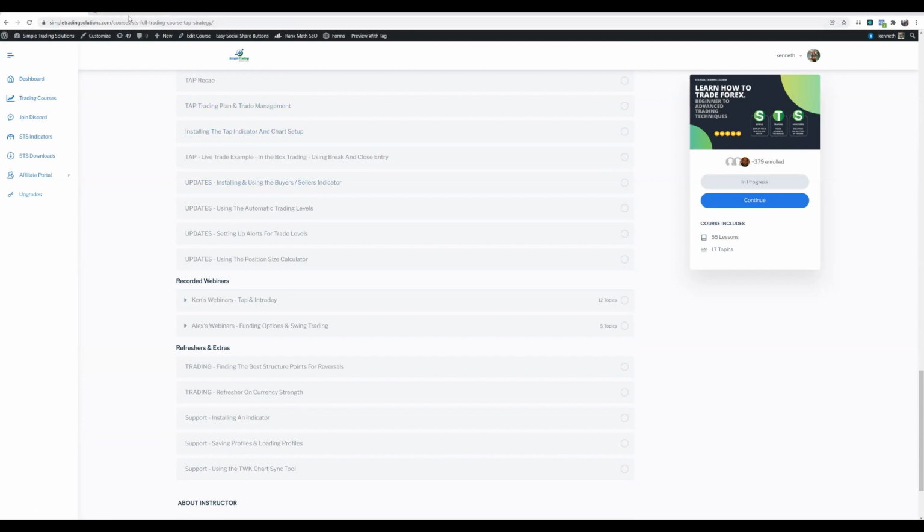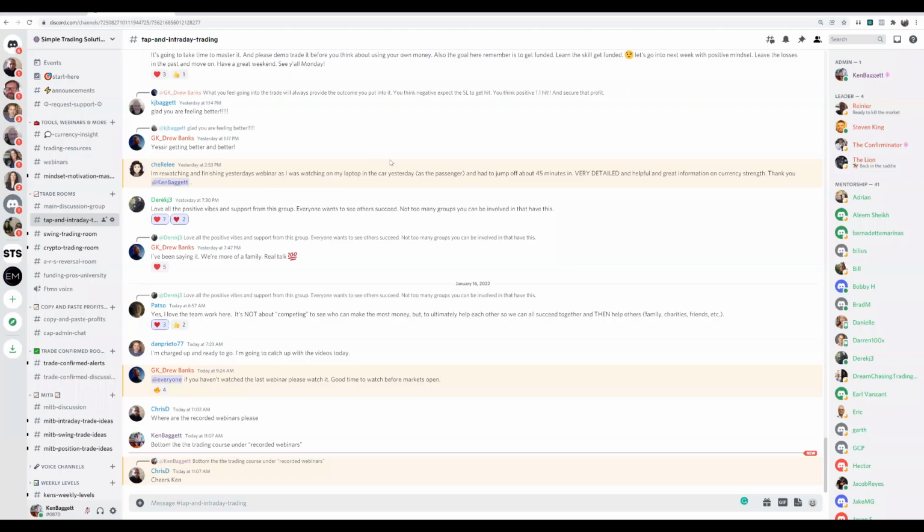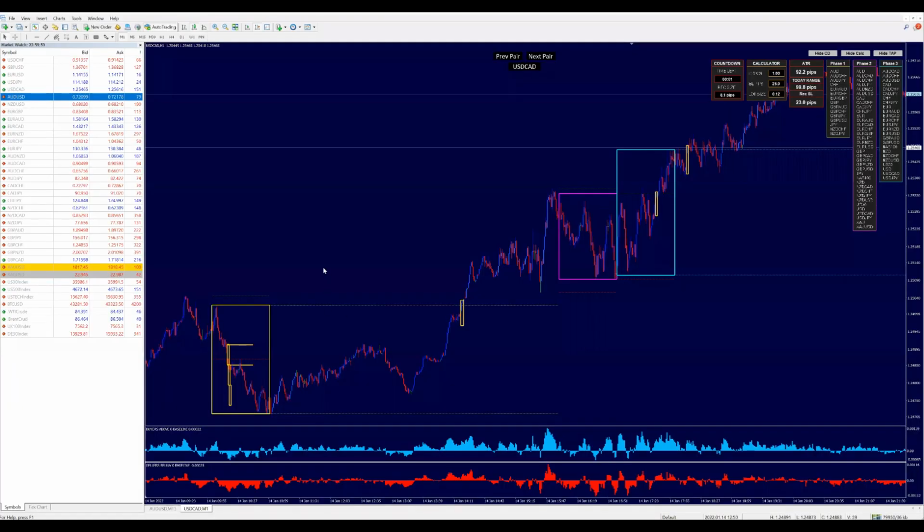Along with all of this, you also get access to our group chat. So, right here, this is where we do the TAP and intraday trading, but we have a main discussion group. We've got a crypto group. We have swing trading, where if you prefer to trade the higher time frames, you can do swing trading. We've got a lot of stuff in here. So for any type of trader, and that's whether you like to scalp or you like to day trade or you like to do swing trading, this is a great program for really just about everybody here.